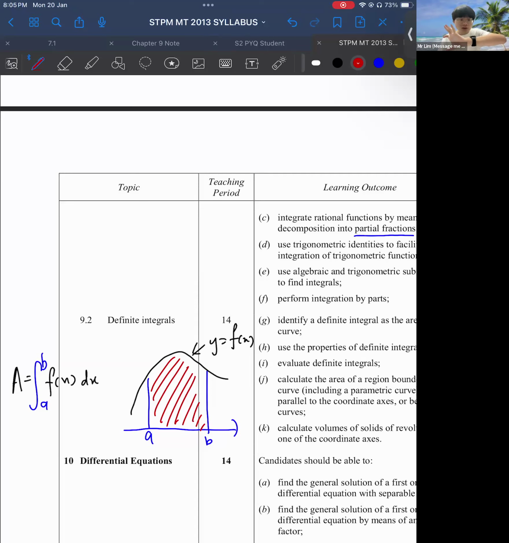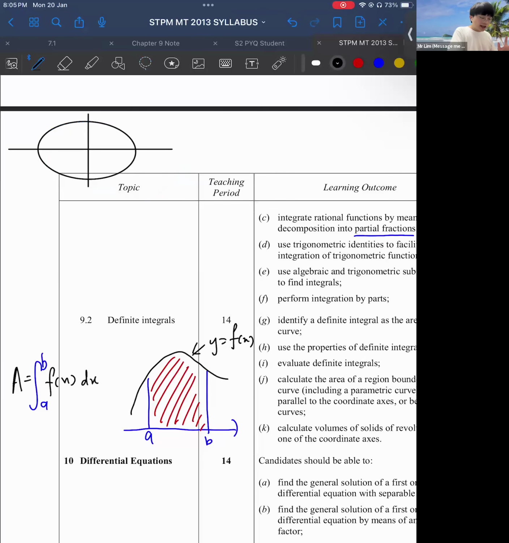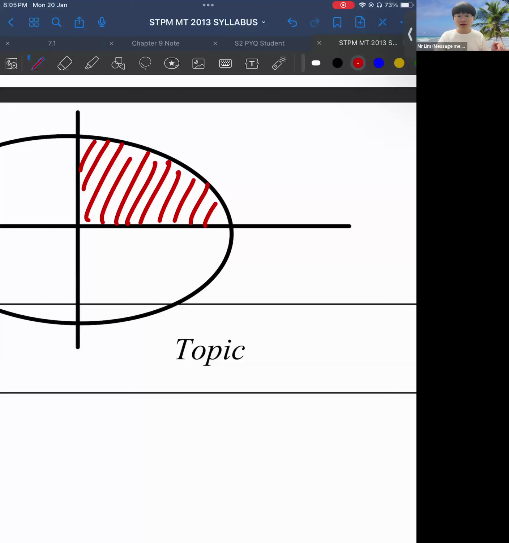Now the same technique, but with more combinations because you have different functions, so the application is different. For example, just now I mentioned the ellipse. There was one year they gave you the ellipse like this, the very basic ellipse only. They asked you to sketch, and then they said find the area of this.